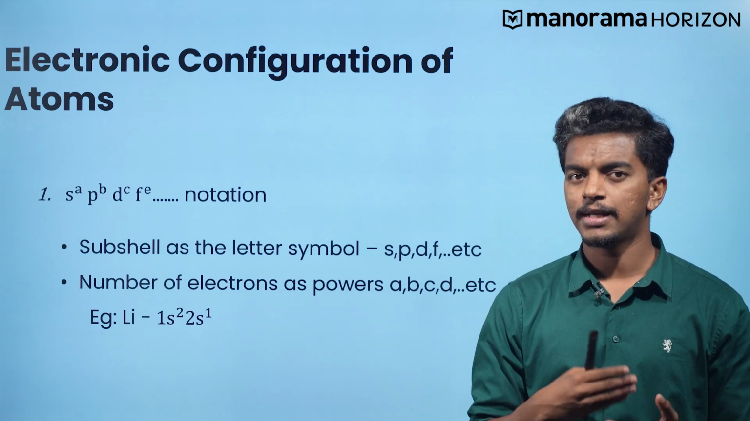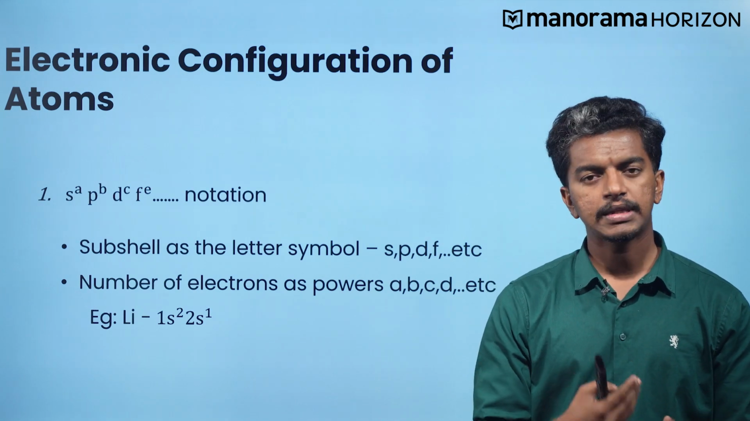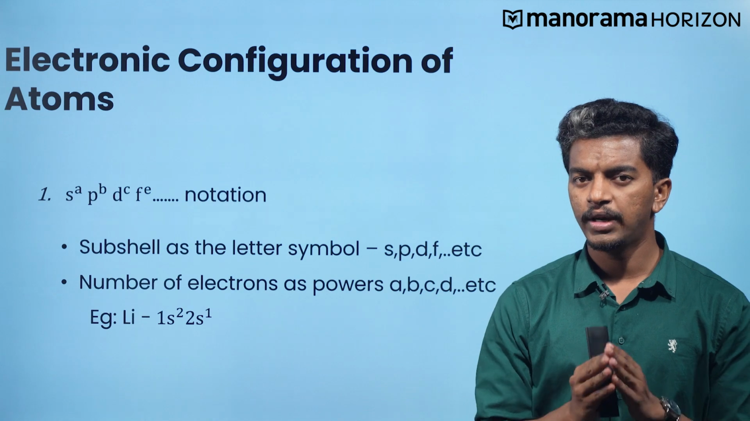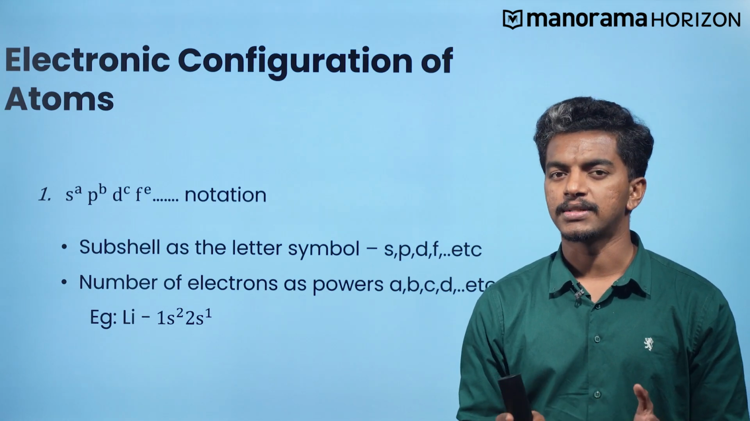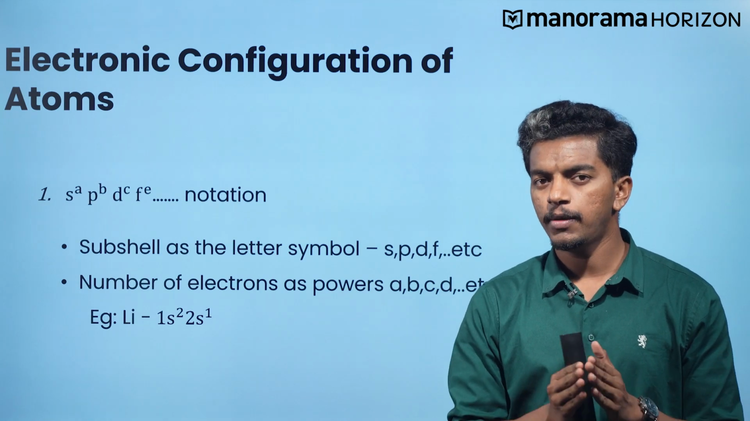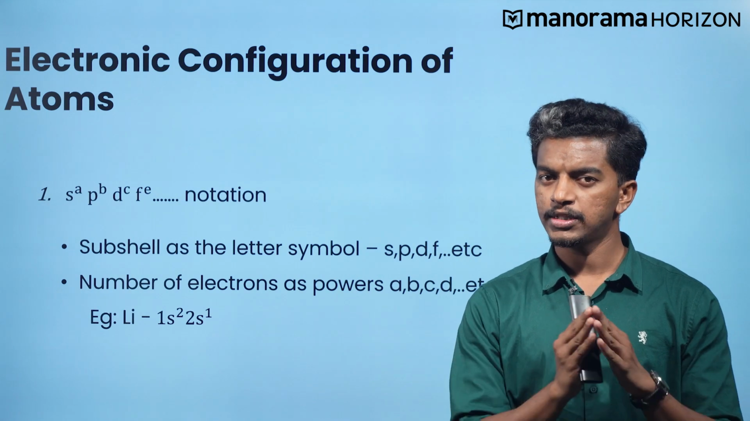In case of similar subshells, they are differentiated by the principal quantum numbers. For example, the electronic configuration of lithium is 1s2, 2s1. Here two similar subshells, that is s, are differentiated by principal quantum number or orbital number 1 and 2 respectively.